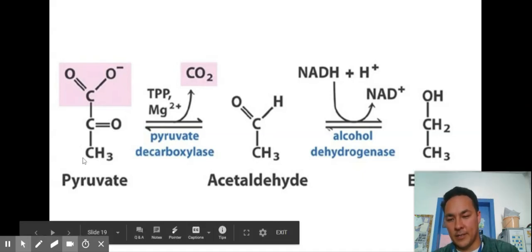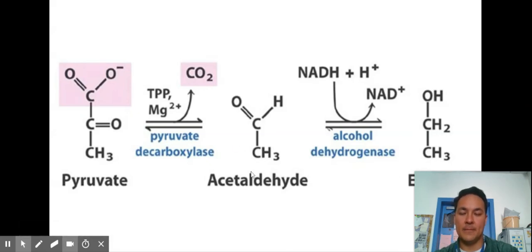So the glucose is going to be split. And then pyruvate is going to be turned into acetaldehyde with this enzyme, pyruvate decarboxylase. You don't need to know the enzyme name. This is going to release carbon dioxide, and this is what you actually measured in your claim evidence reasoning, right? You measured it with the height of the foam.